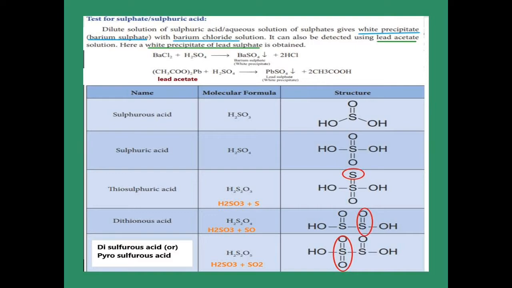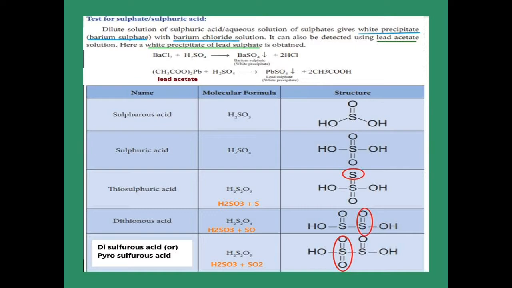In the same way, lead acetate, when reacted with sulfuric acid, gives lead sulfate as a white precipitate, and acetic acid is one of the products. If you get the white precipitate, it means that the given substance is sulfuric acid. So we can test for sulfuric acid with the help of these two reactions.